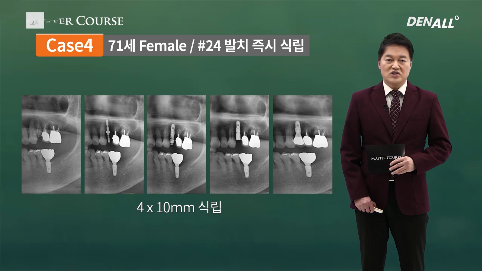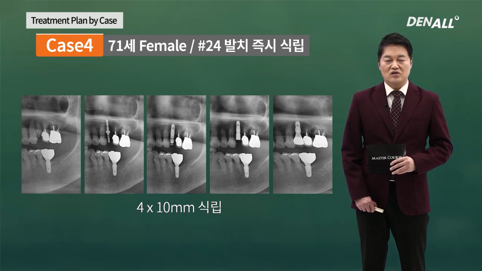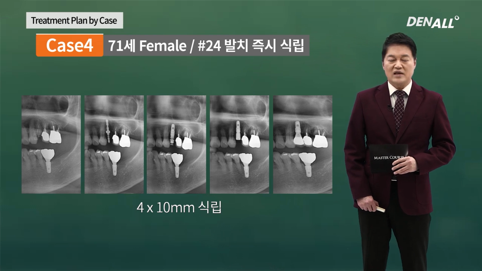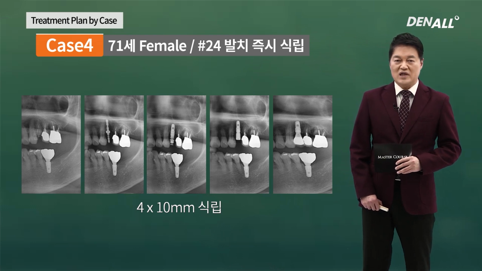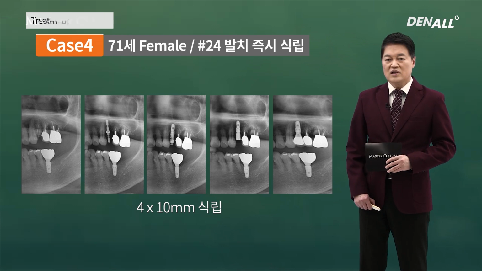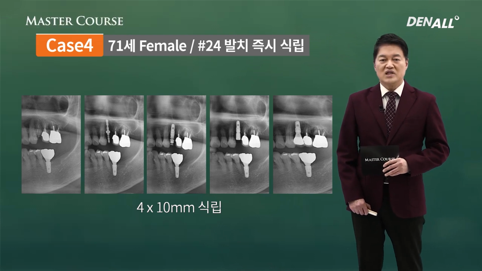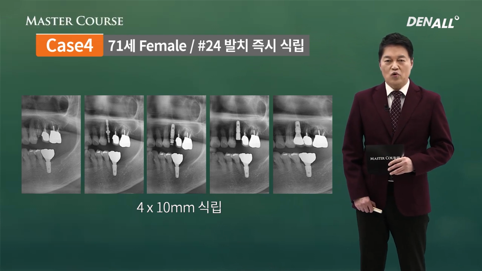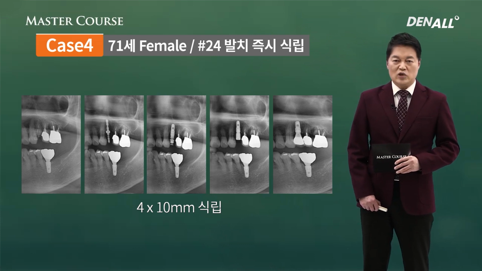Guide pin was placed, and it was slightly towards the mesial, so direction was adjusted. Bodily adjustment was done towards the distal. The 4 by 10 millimeter implant was placed as was planned initially, and healing abutment was connected. Finally, prosthesis was completed. This is the image.